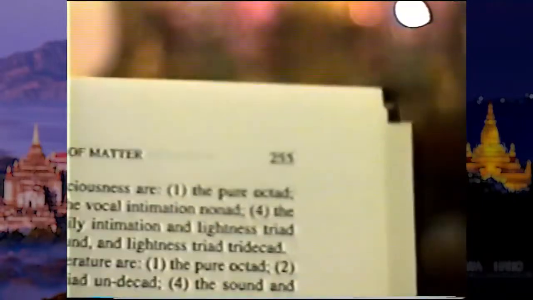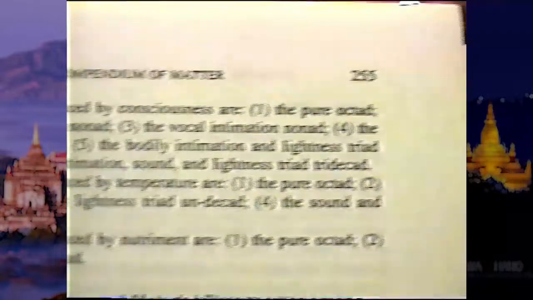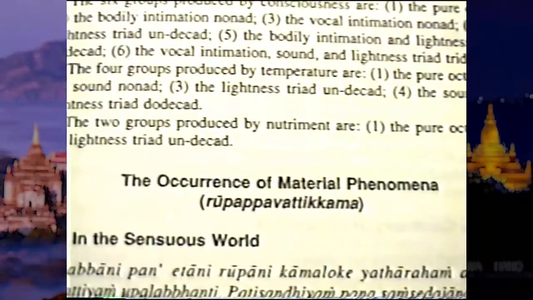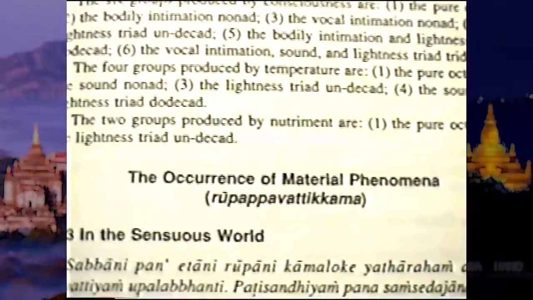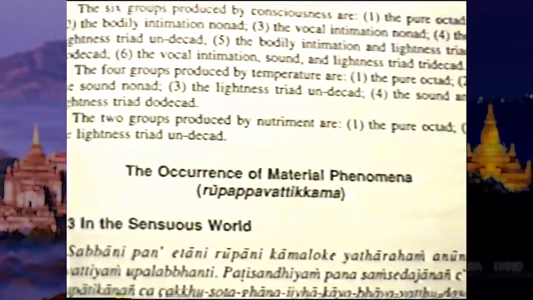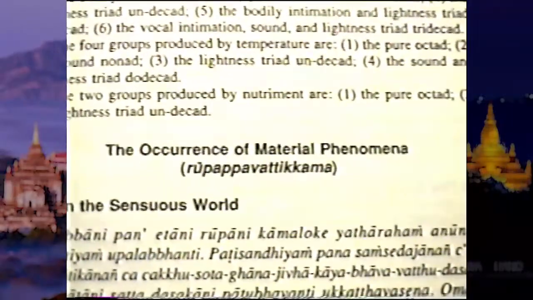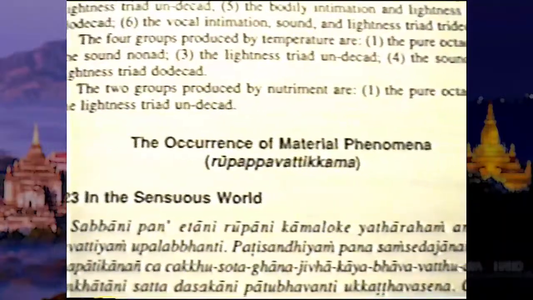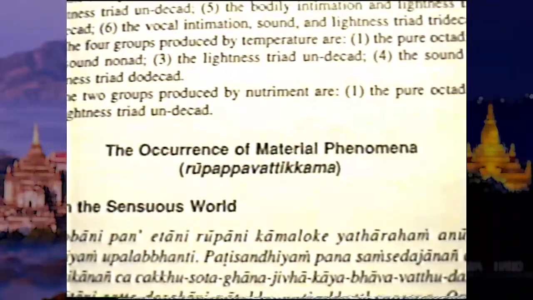Okay. Now we'll go to the next section. The next section is the occurrence of material phenomena. The Pali word is Rupa Pavattikkama. That means the sequence of occurrence of material properties. See, when they arise, and actually not only that, but when they last arise and when they last disappear.